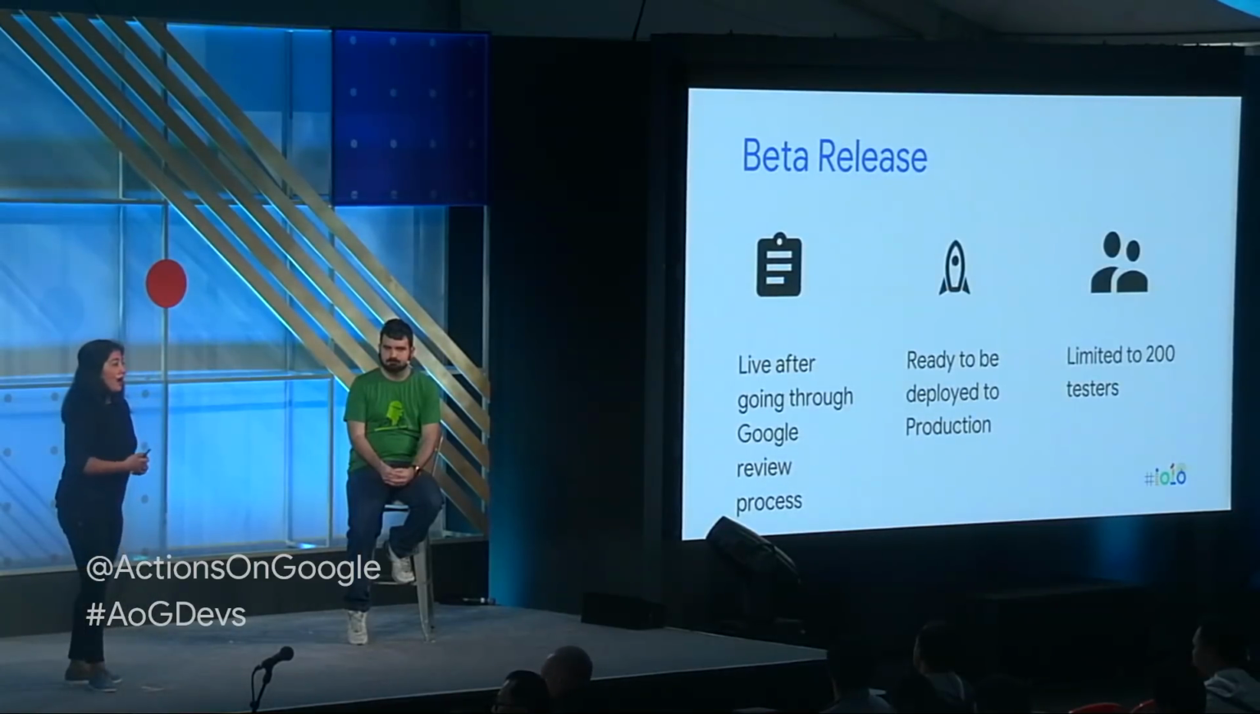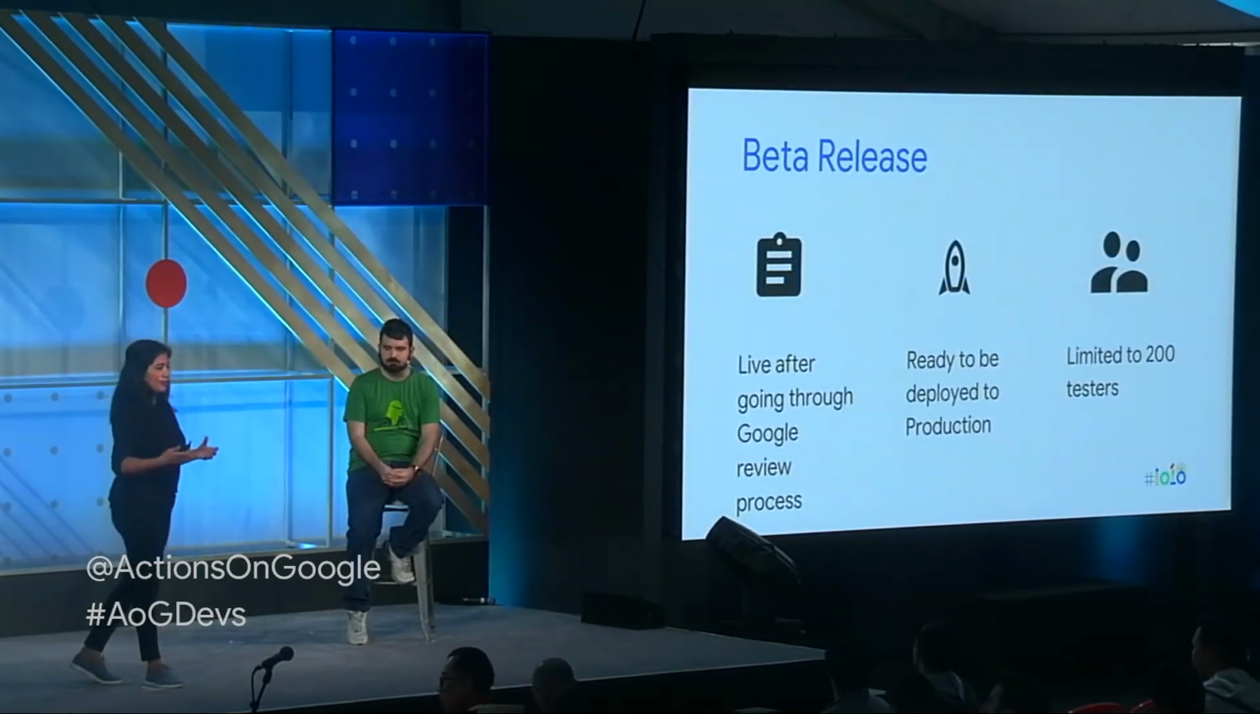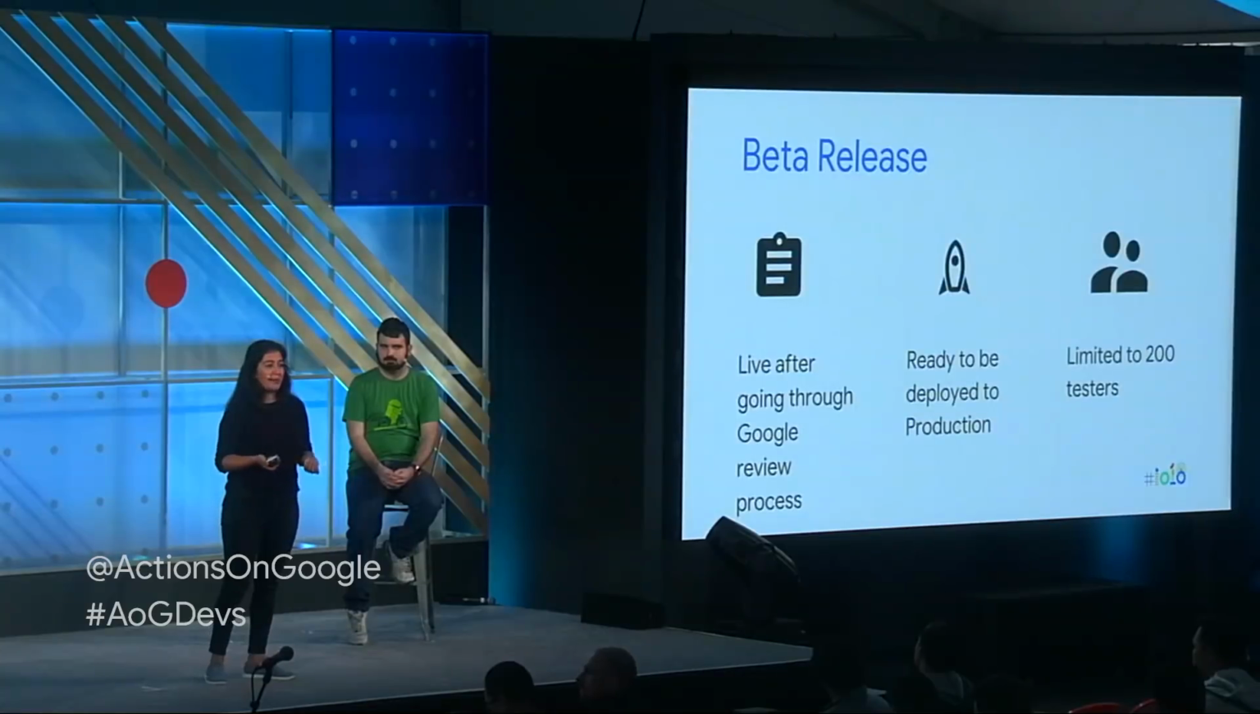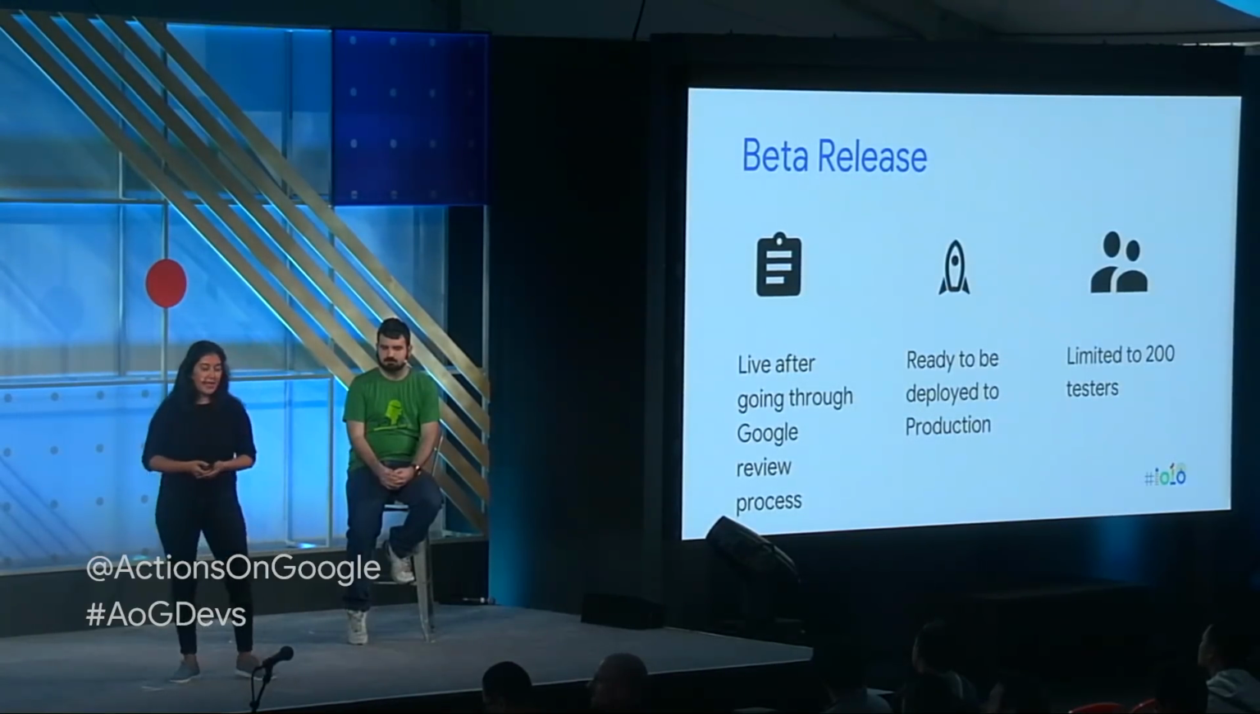And once you have the stable version, you can submit that for beta release. Beta is live after going through the regular Google review process. So your actions would be live if they are approved after the review. But once they are approved, you don't need to go through additional review to deploy those to production. So as a developer, you can decide when to deploy this to the public audience at your own flexible timing. And you can invite a wider audience for your beta release, up to 200 users.